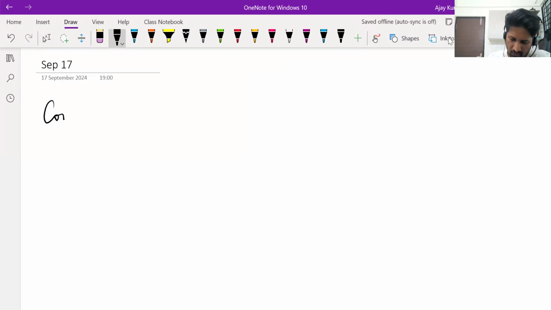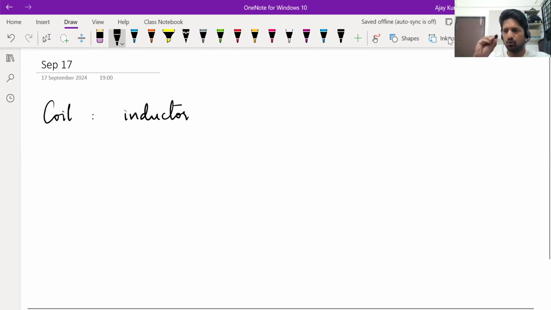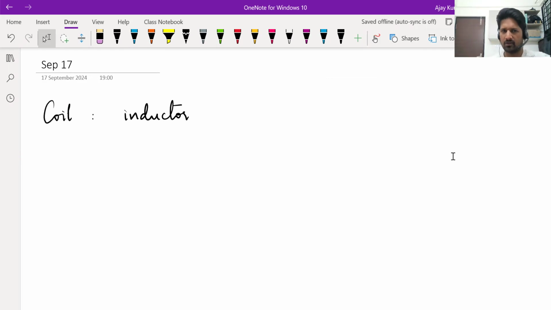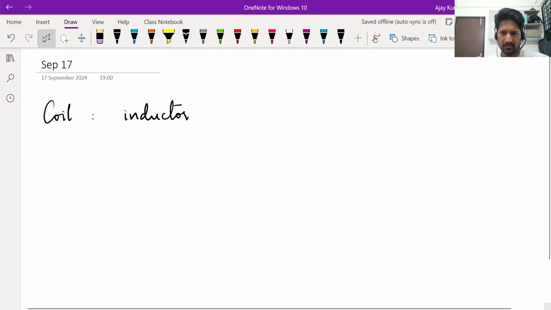So any coil, if a current passes through it, it will have a magnetic flux passing through it. So any coil can be called an inductor. Even a single conducting loop, you can call it an inductor, or a spring-like coil. The shape could be anything. It can be a square coil also, doesn't matter. You can call such coils inductors.